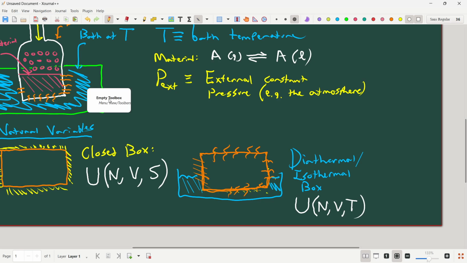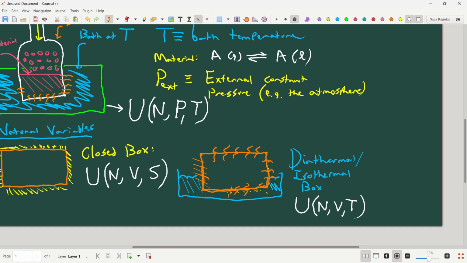So the natural variables for this are U, the total energy of the system, which is a function of N, P, and T. NPT instead. We've swapped volume with pressure as our input variable. So what that means is that the volume now is an extensive property of the box, not an intensive one. The pressure that the gas fills of your material is defined by the external pressure from the atmosphere, or whatever the source of that pressure is. So now it's P.